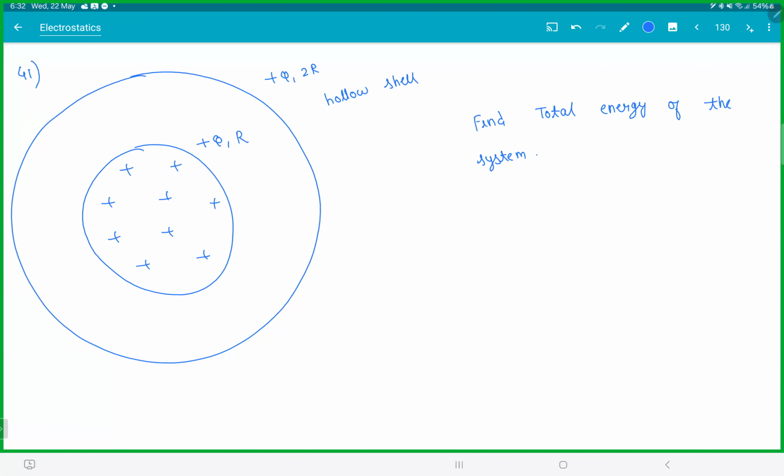8kq square by 5r. Okay. Let's see. Anyone else got the same? 8kq square by 5r.